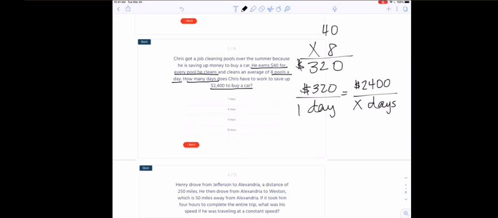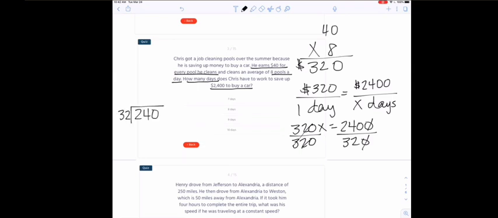All this information here is here to help you organize it to get the answer, okay? So 320 times x is 320x. 1 times 2400 is 2400. I'm going to divide it by 320 on each side. And when I do that, I can eliminate a 0. So I'm left with 240 divided by 32.